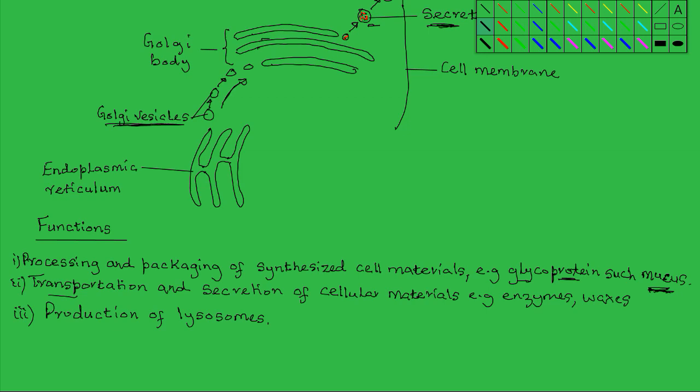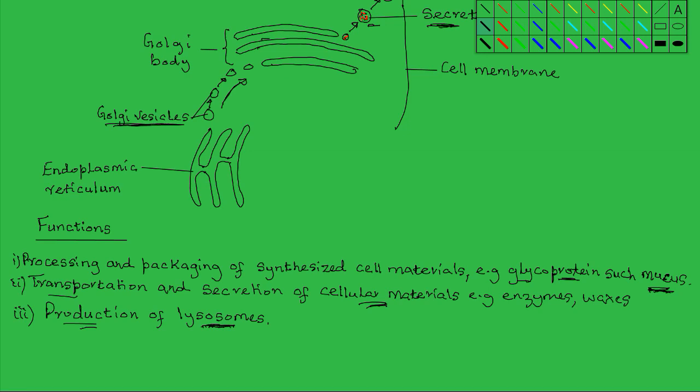The materials are transported from one part, that is the point where the Golgi vesicles join, to the other part where the secretory vesicles will pinch off. That is transportation. And then the very secretory vesicles are the vehicles through which the cellular materials are released to the outside of the cell. Then the third function is production of lysosomes. Lysosomes are other organelles that play such a critical role in cells. We look at this organelle, the lysosome, shortly.